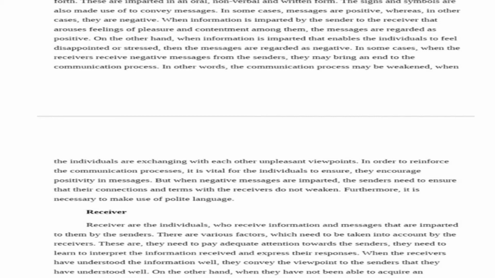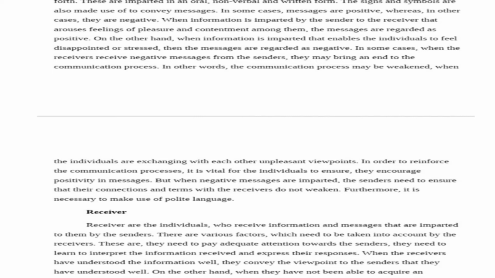In order to strengthen the communication process, it is vital for the individuals to ensure they encourage positivity in messages. So positivity is very important in the message which is being conveyed. But when negative messages are imparted, the senders need to ensure that their connections and terms with the receivers do not weaken.